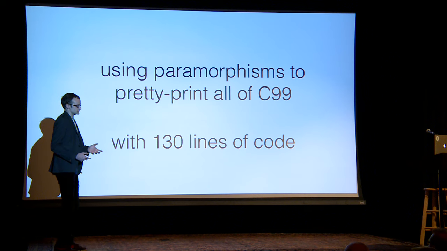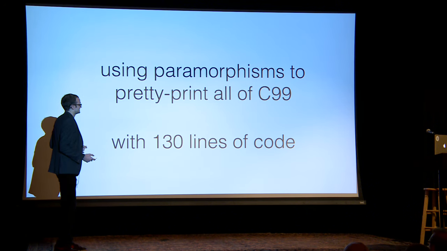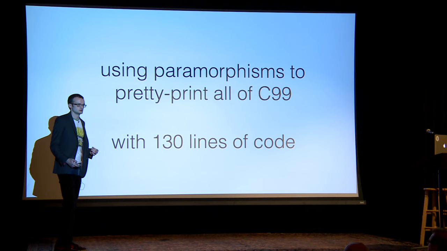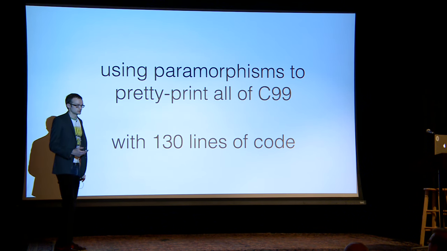Using paramorphisms, which Greg may or may not have outlined. Nope, no paramorphisms. A paramorphism is one kind of recursion scheme, and I'm able to pretty print a given syntax tree in 100 lines of code, including parenthesizing variables correctly. Remember that nasty declaration we saw early? It handles that correctly.